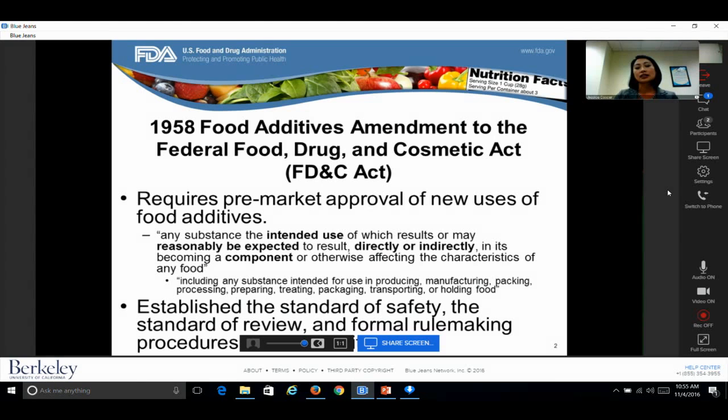The 1958 Food Additives Amendment to the Federal Food, Drug, and Cosmetic Act required pre-market approval of new uses of food additives, which was defined as any substance, the intended use of which results or may reasonably be expected to result directly or indirectly in becoming a component of the food. This amendment established the standard of safety, the standard of review, and the formal rulemaking procedures for food additives, and this encompasses all the food additives.